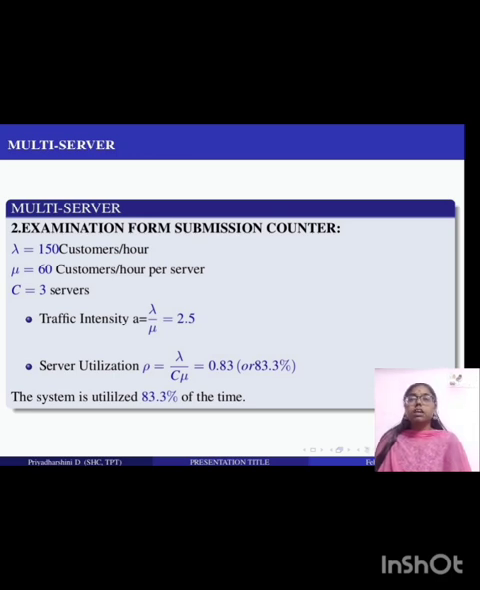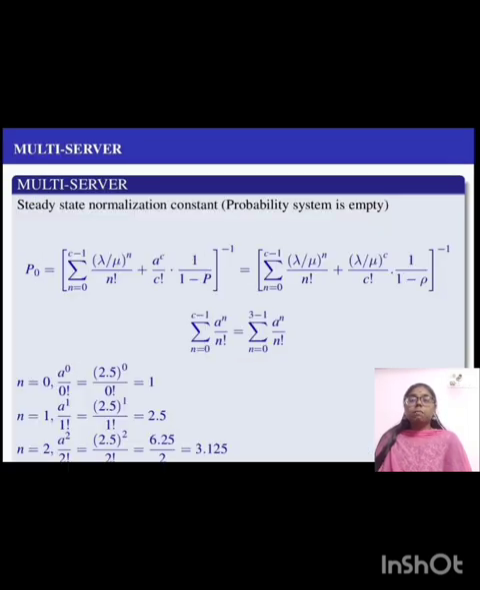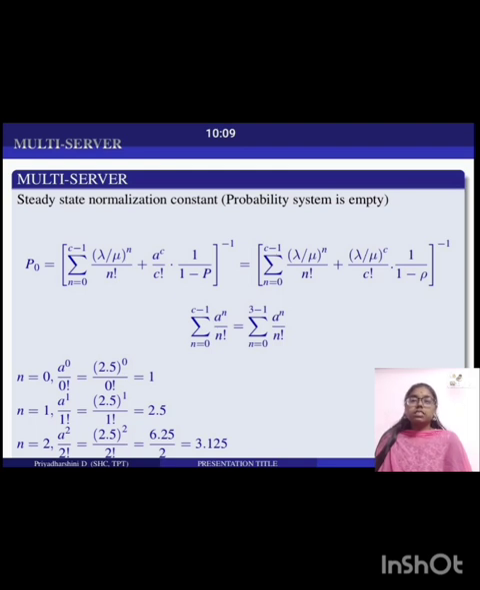Lambda is equal to 150 customers per hour, mu is equal to 60 customers per hour, and C is equal to 3 servers. Similarly, we apply the same procedure. Traffic intensity is equal to 2.5, and server utilization is 83.3 percent. So the system is utilized 83% of the time.